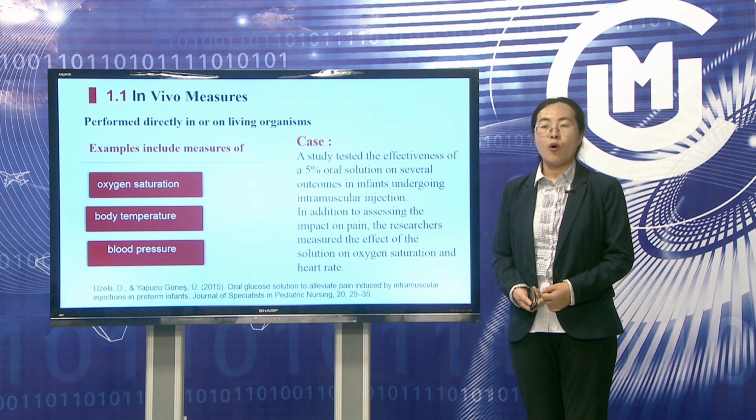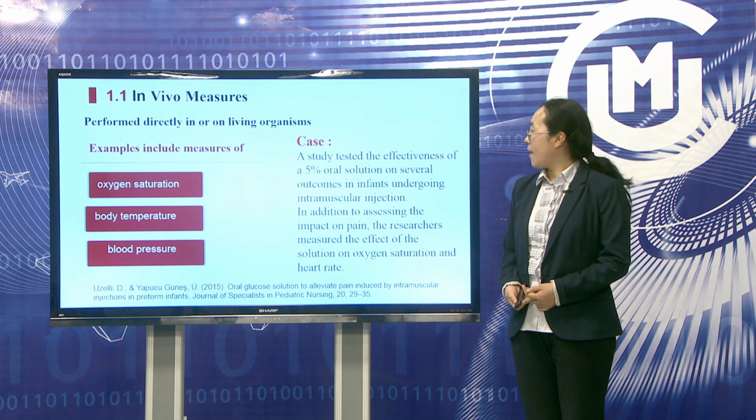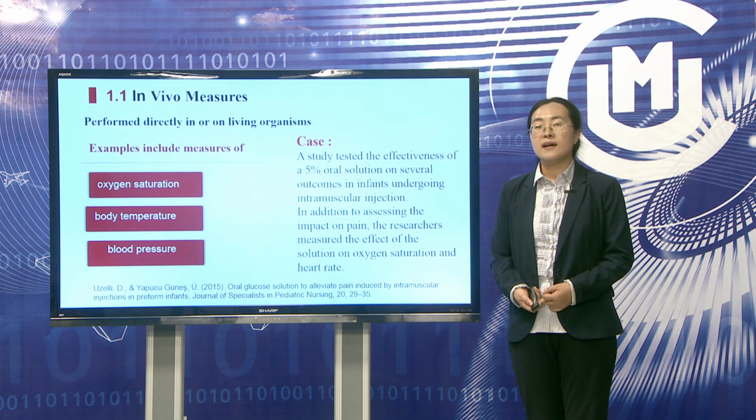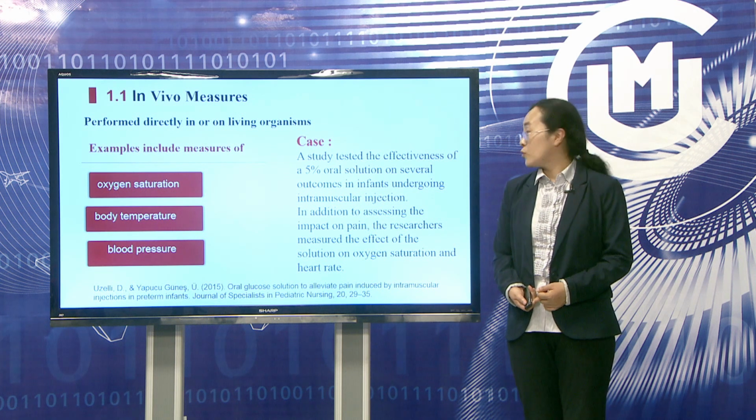How are the in vivo measurements used in nursing research? Here is an example. A study tested the effectiveness of a 5% oral solution on several outcomes in infants undergoing intramuscular injection. In addition to assessing the impact on pain, the researchers measured the effect of the solution on oxygen saturation and heart rate.